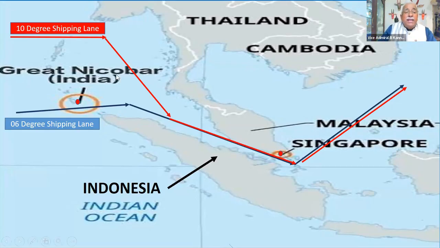What the government is saying is, there is another route called 6-degree shipping lane. This is 10 degrees latitude. This is 6 degrees latitude. It can come like this, go south of Great Nicobar Island and join on this red line and go. So they said, let us set up a transshipment port here, just like Vizhinjam.